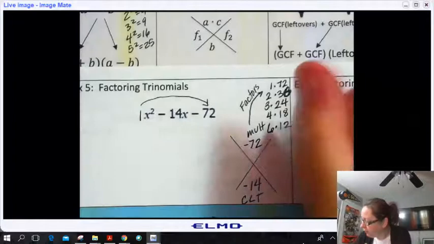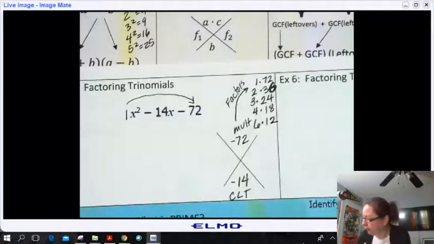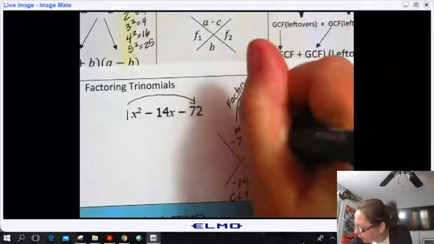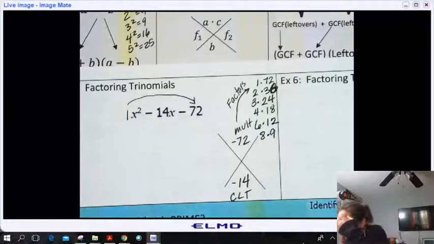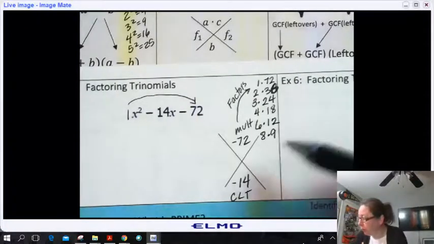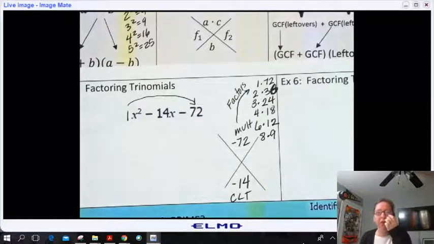It's not divisible by 7. It's not divisible by 8. It is divisible by 8. Let's see. 8 times 9 is 72. Okay. And then we would wrap back around, 9 times 8. So my list is done. I listed all of the possible factors of 72.